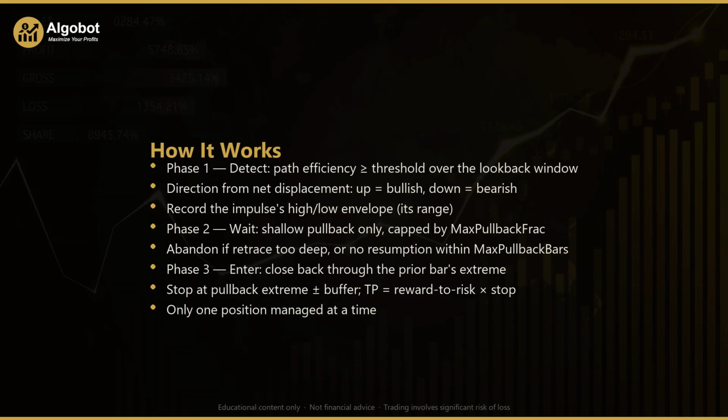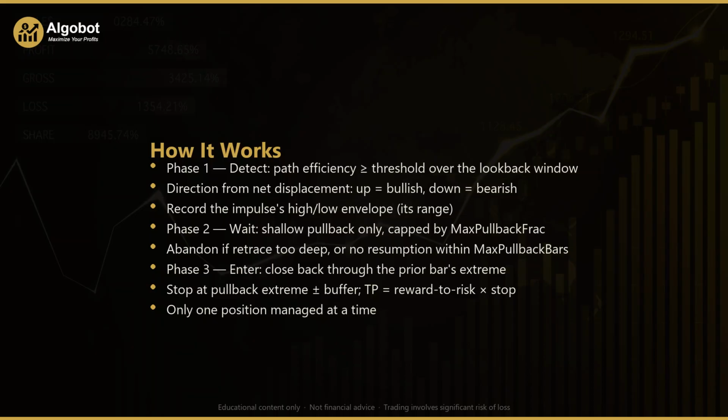Phase 3 is the entry, and the long and short rules are perfectly symmetric. For a long, the strategy signals an entry when a bar closes back above the previous bar's high, with price resuming in the impulse direction. For a short, it enters when a bar closes below the previous bar's low. That close back through the extreme is the resumption trigger.